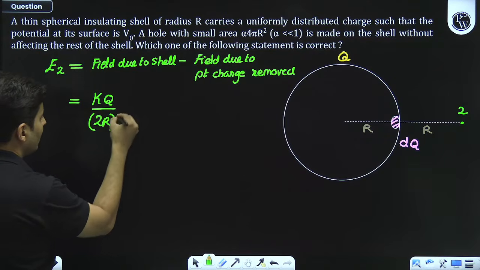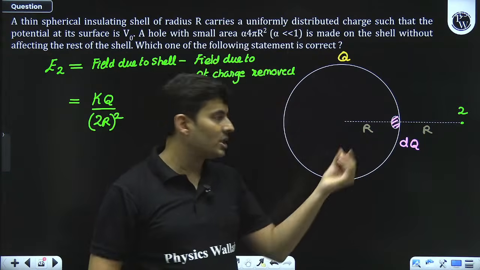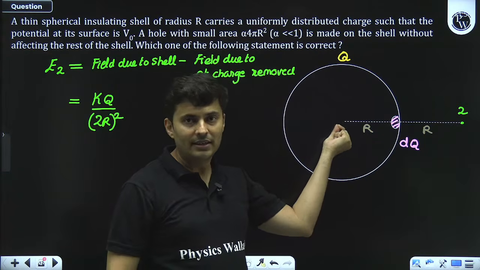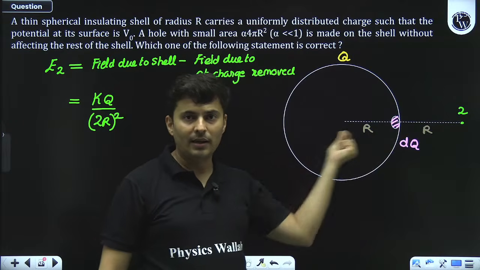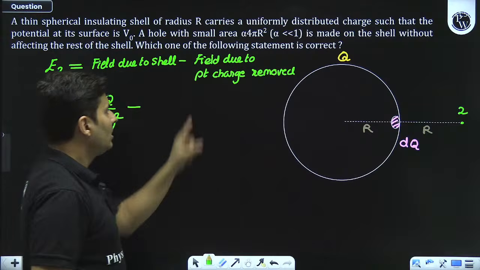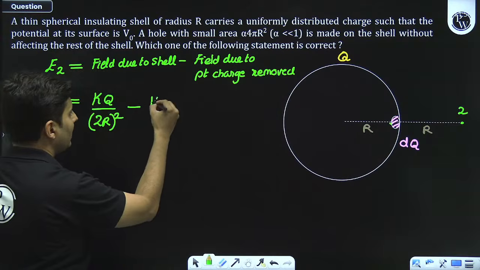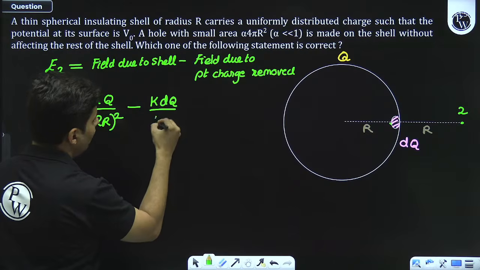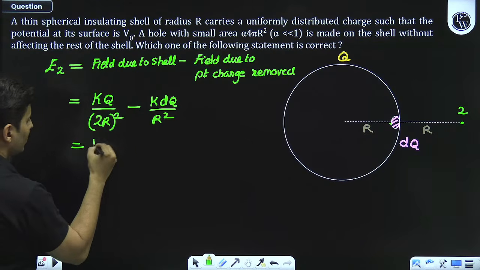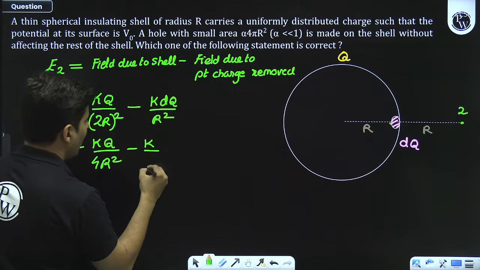From the center. Yes, outside, the field is going to behave as if the entire shell's charge is concentrated at the center, and from the center you calculate the distance, which is nothing but 2r. Minus the field due to the point charge. Think about it. It will be nothing but k into dq divided by r square. So this will be kq divided by 4r square minus k dq by r square.